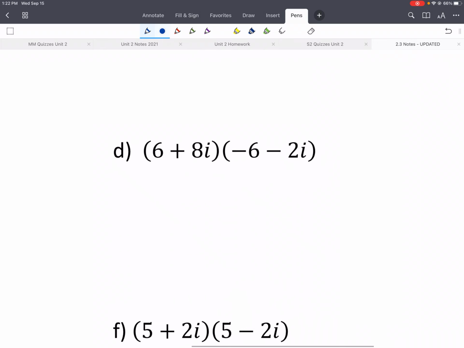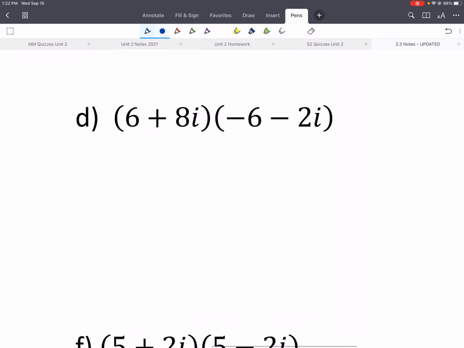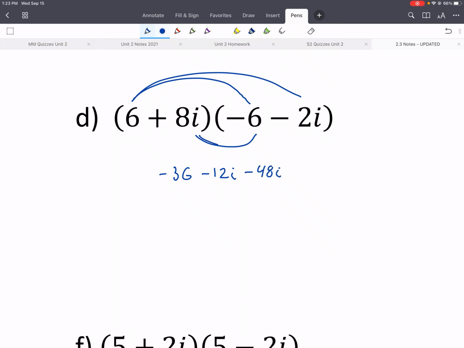All right. Let's do a couple more together. I only did that one and this one in class. So we'll do that. And then if you want to watch the rest, you're welcome to. So here, it's like a binomial, it has a real and an imaginary part. But we'll distribute. We get negative 36. Here we get negative 12i. Here we get negative 48i. And then here we would end up getting negative 16i squared. Okay? Hopefully I didn't miss anything up there.